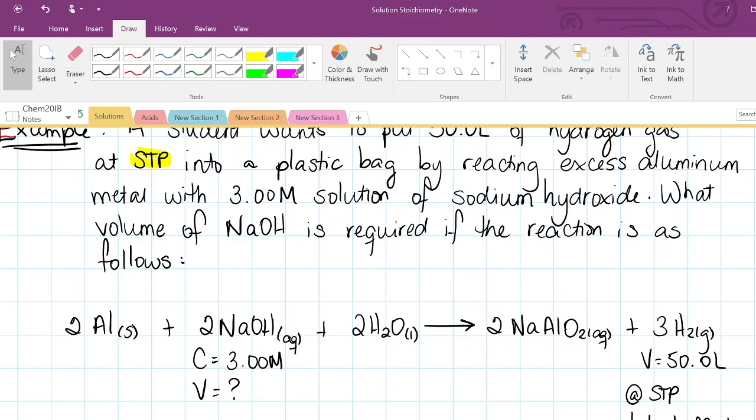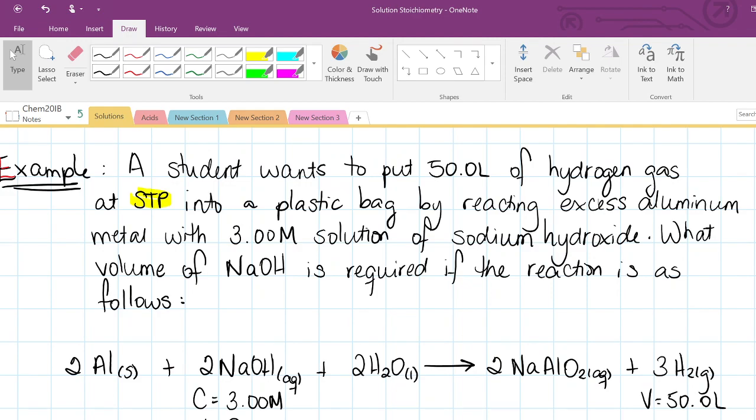Now, I'm going to put the information down. So they're telling me 50 liters of hydrogen gas at STP. And hopefully I remember that at STP, 1 mole of any gas is equal to 22.4 liters. Remember, that's not given to you. If you didn't remember that, you would have your pressure and your temperature data at STP, and then you could use that in place. But I'm using the 22.4 liters.